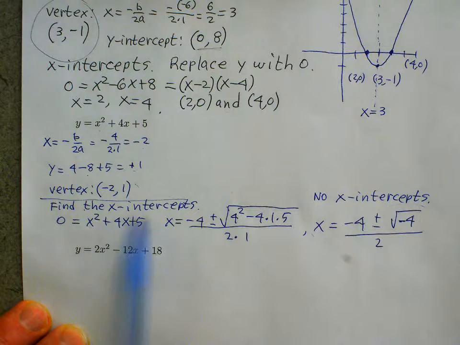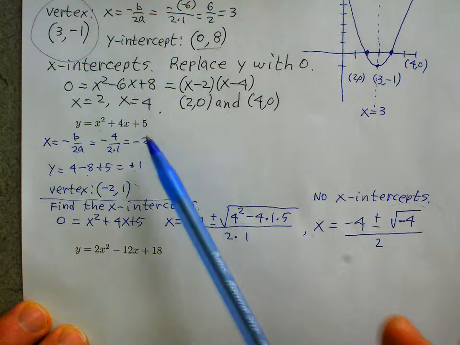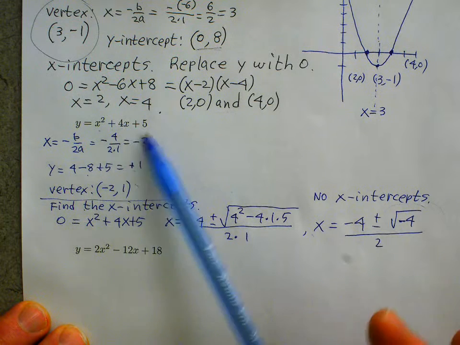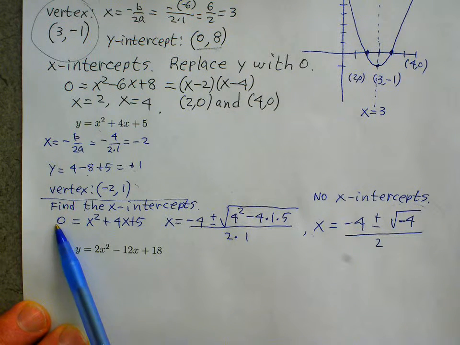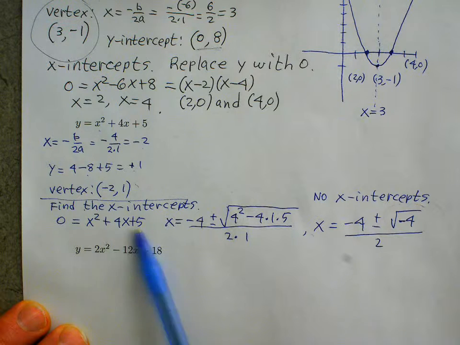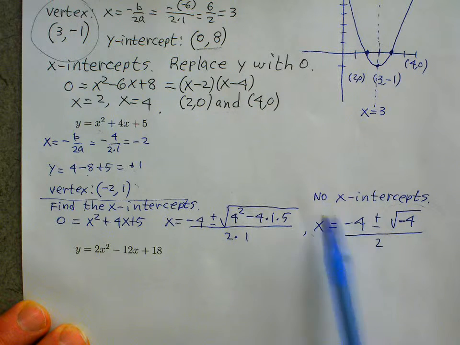The first method I'll mention again: if we know where the vertex is, and we know whether the parabola opens upward or downward, then we know how many x-intercepts there are. The other way is to replace y with 0 and solve the quadratic equation for x. The solutions to that equation tell us how many x-intercepts there are. So in this case, no x-intercepts.